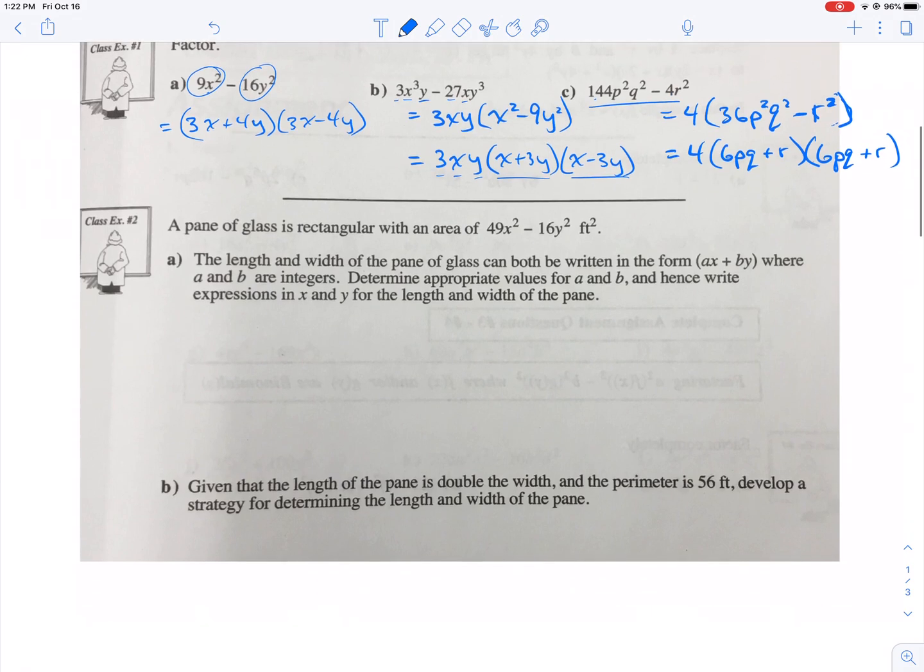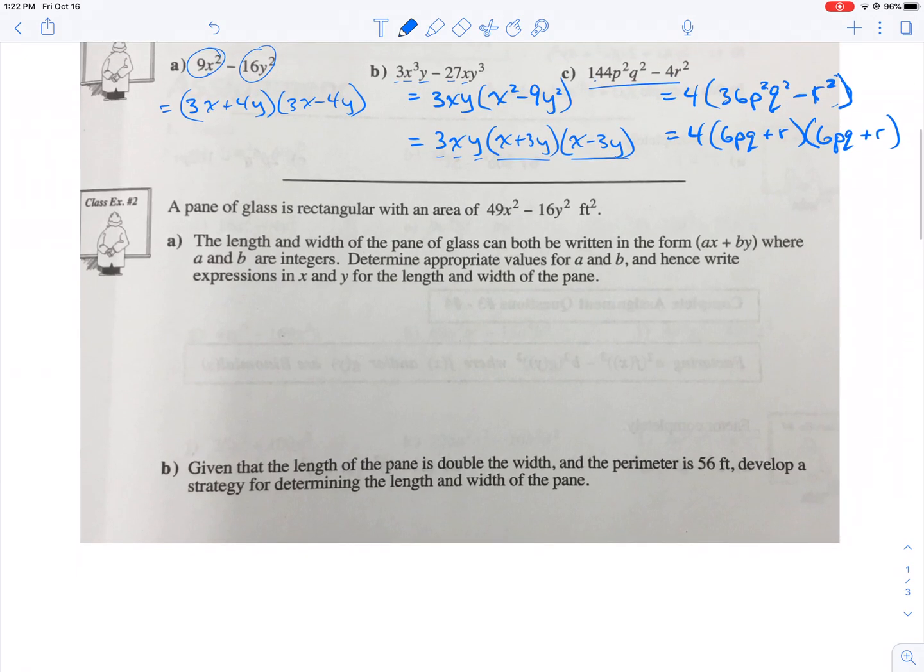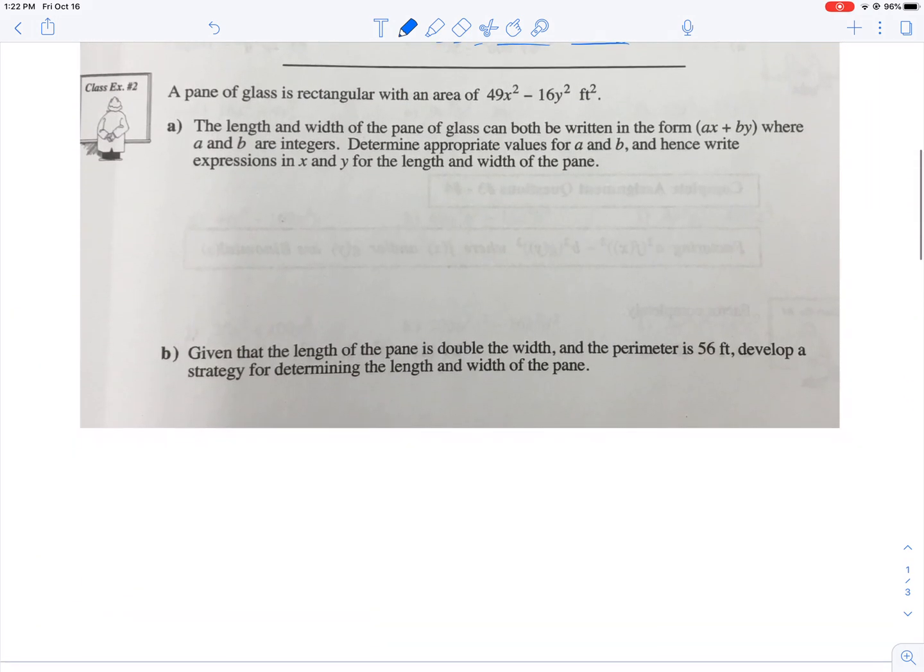Now, if we have a pane of glass, here we've got a word problem. If we have a pane of glass that's rectangular, so let's look at that here. Length times width. And we want the area is given, so the area is equal to that expression. The length and width of the pane of glass can both be written in the form ax plus by, where a and b are integers. Determine the appropriate values for a and b, and hence write expressions for the length and width of the pane. Okay, so we can factor that.